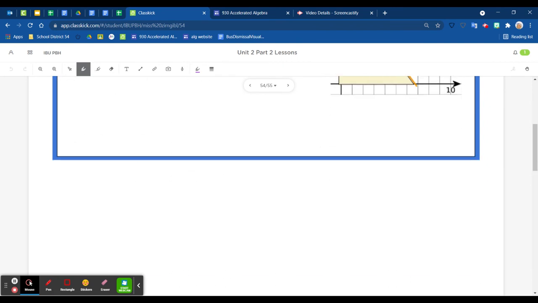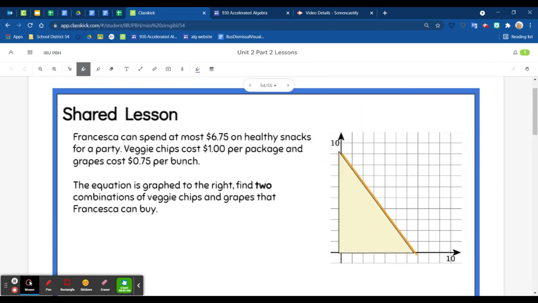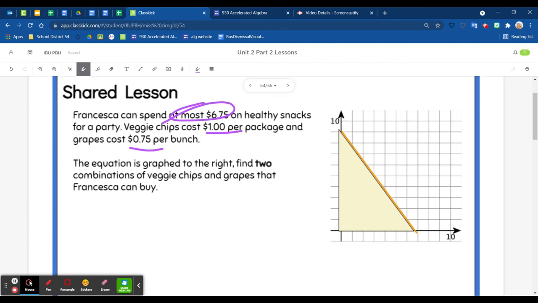Last one we have today says that Francesca can spend at most $6.75 on healthy snacks for a party. Veggie chips cost $1 per package and grapes cost 75 cents per bunch. The equation is graphed. Find 2 combinations of veggie chips and grapes that Francesca can buy.